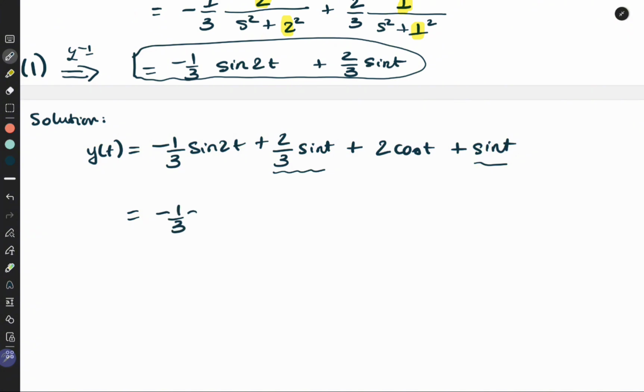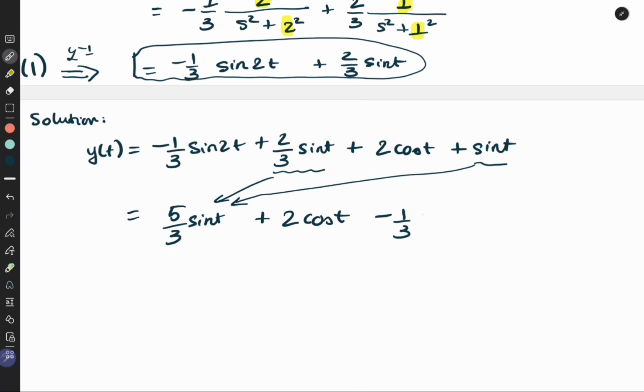Negative 1 over 3 sine, actually, I'm going to reorder them. Reorder to 5 over 3 sine t, these two. The cosine after that, and then the minus 1 over 3 sine of 2t. Okay, this is the solution. The reason I reorder them like this is so that I can show you that.